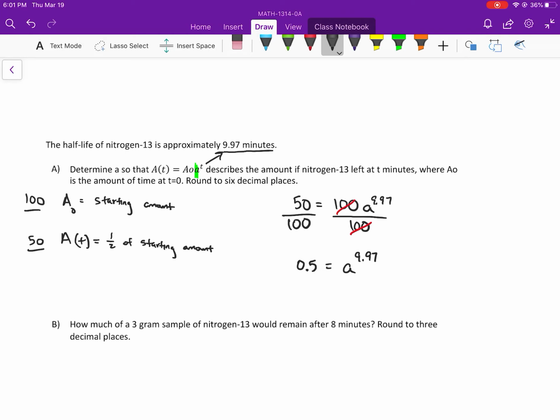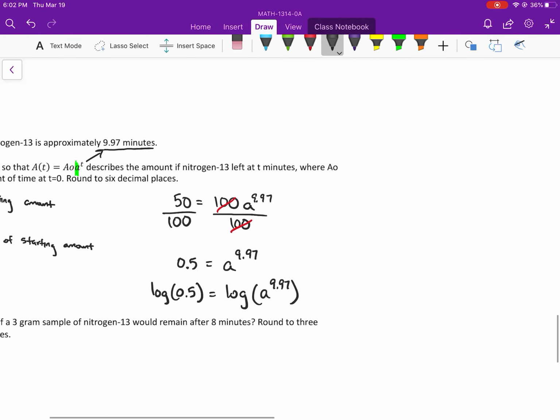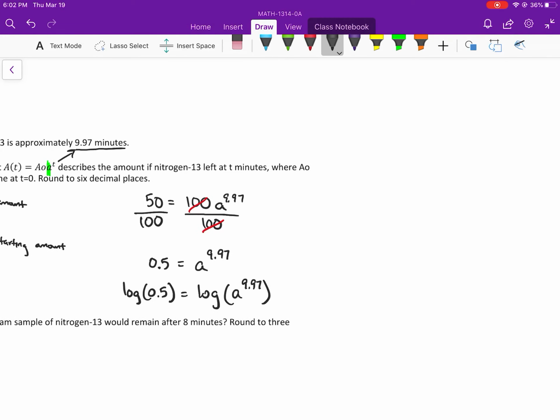Now we can't just simply use exponential rules here because we have an exponent that happens to be a variable. Our variable doesn't happen to be in the exponent like we did back in 7.1, it happens to be my base. So this is when we're going to have to take the log of both sides. So log of 0.5 equals log of A to the power of 9.97. I'm going to slide this over just a little bit because I'm going to need a little more room.